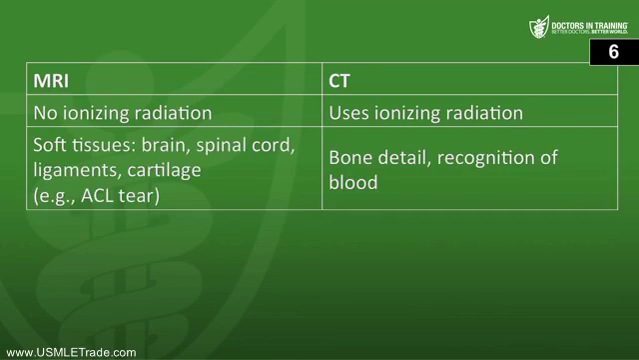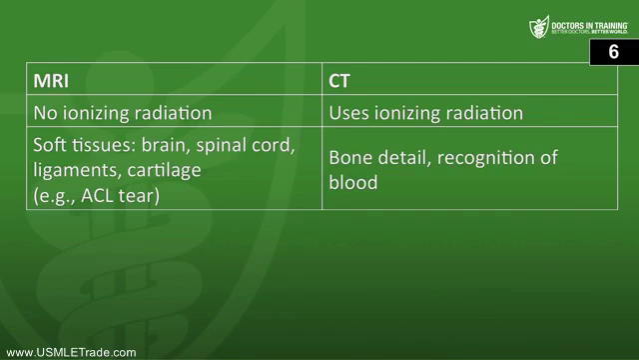MRI is better for looking at soft tissues like the brain, the spinal cord, joint ligaments, and cartilage. If you need to look for something like an ACL tear, you're probably going to want to get an MRI of that knee. Now, CT is better for bone detail and recognition of blood, so excellent for bleeding, especially in the brain. Now, a patient with symptoms of a stroke comes to the ER, you're probably going to get a CT scan really quickly to see if there's any hemorrhage in the brain.